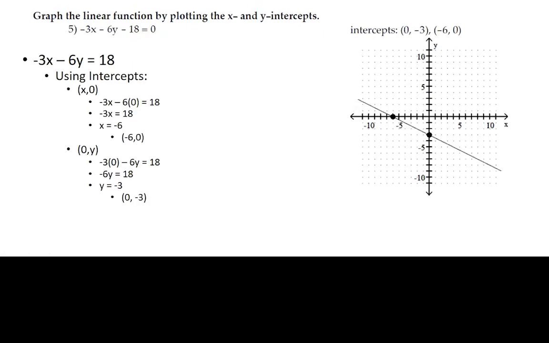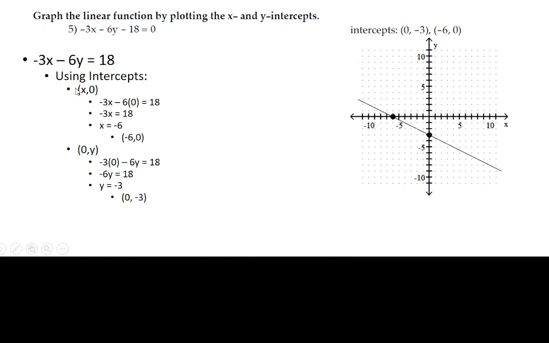Number 5, graph the linear function by plotting the x and y intercepts. The function we're given is -3x - 6y - 18 = 0. We want to put this into standard form by getting the x's and y's on one side and everything else on the other. So we're going to add 18 to the other side, giving us -3x - 6y = 18. So we want to use intercepts.